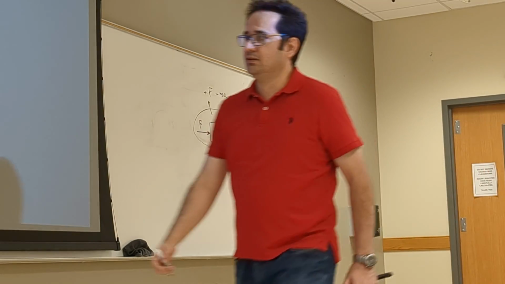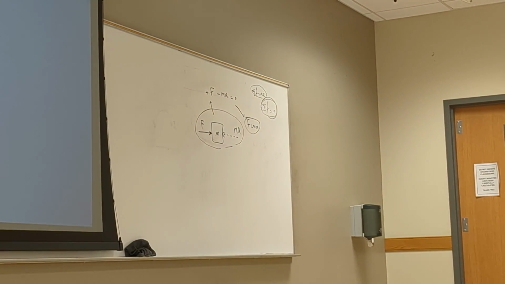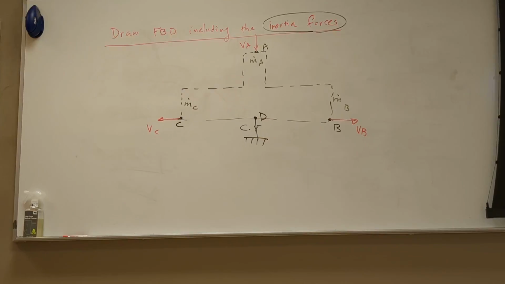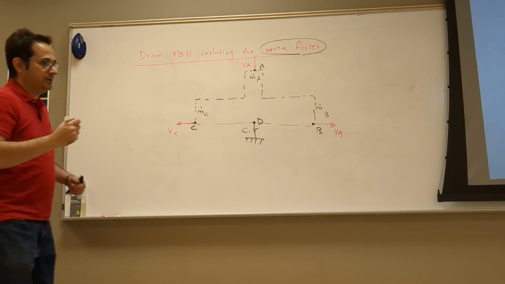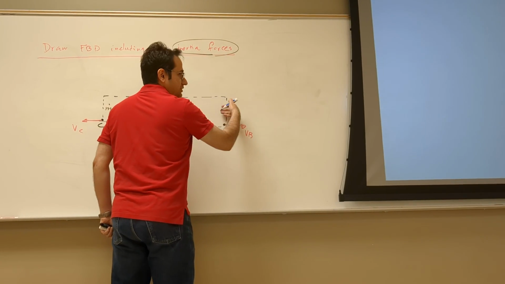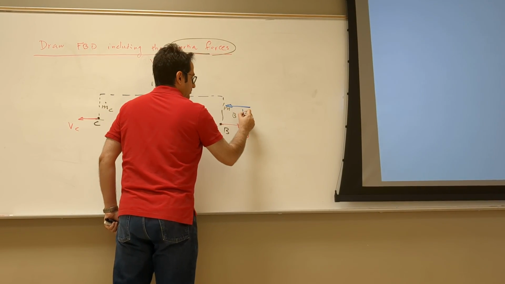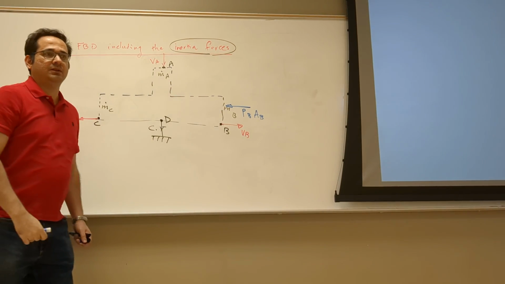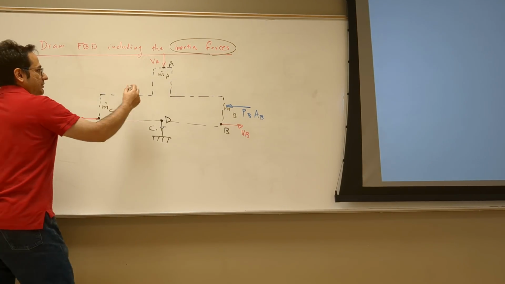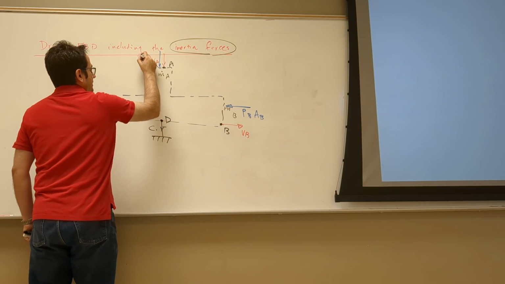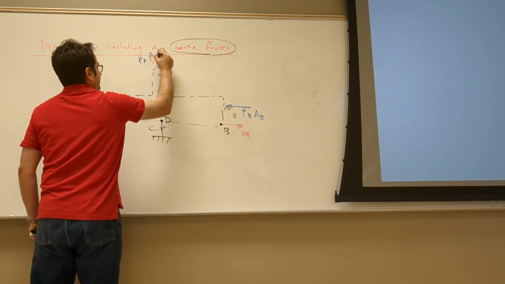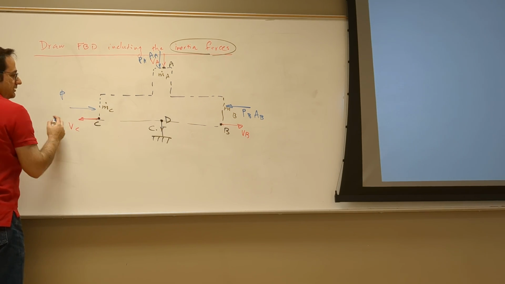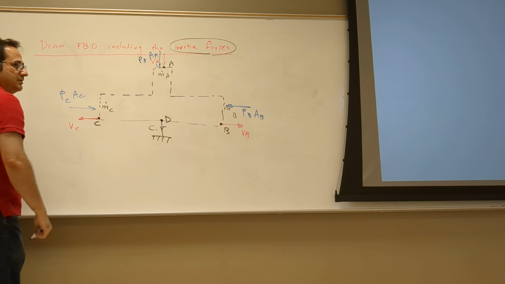Now here, in this problem, this is the actual load you have. Let's first draw the actual load with blue. You're going to get the pressure this way, P_B A_B. That's the pressure force. You're going to get another pressure here, P_A A_A. And then you get another pressure here, P_C A_C.